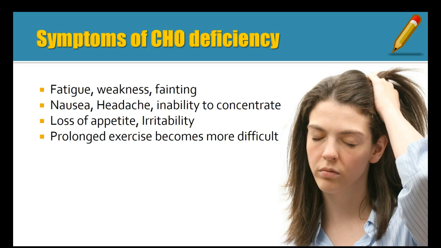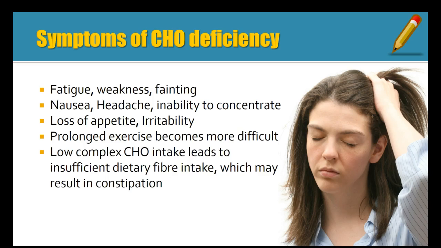If you don't have enough glucose stored as glycogen, prolonged exercise will become more difficult because you don't have enough energy to provide your cells to be able to function properly during that exercise. And if you don't have enough complex carbohydrate consumption, that will also lead to insufficient dietary fiber intake, which can result in constipation as well.